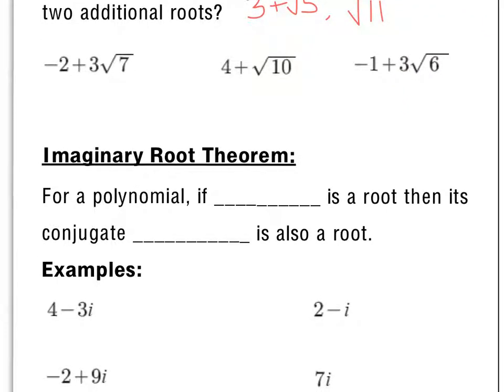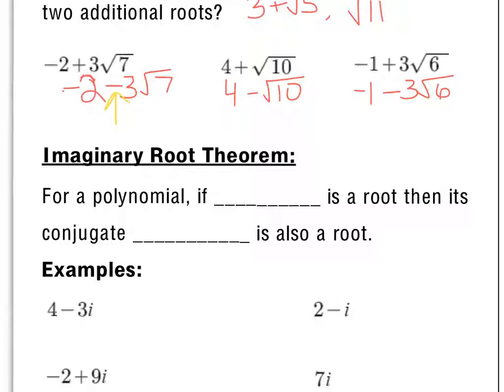So we would have negative 2 minus 3 square root 7, for minus square root 10 and negative 1 minus 3 square root 6. So the only thing that's changing is your middle sign, not anything that is in front.